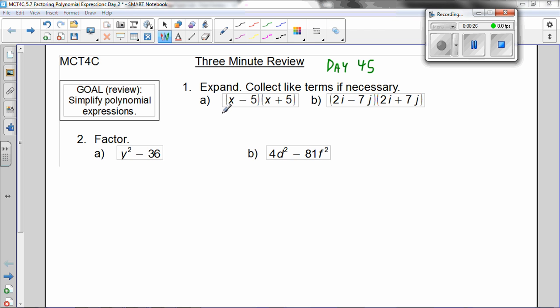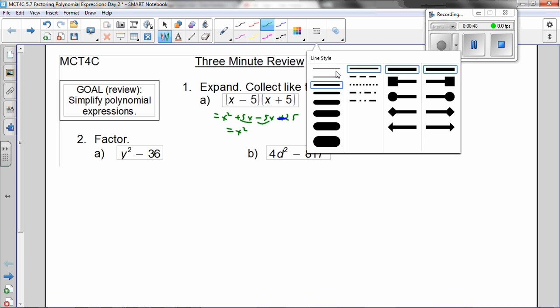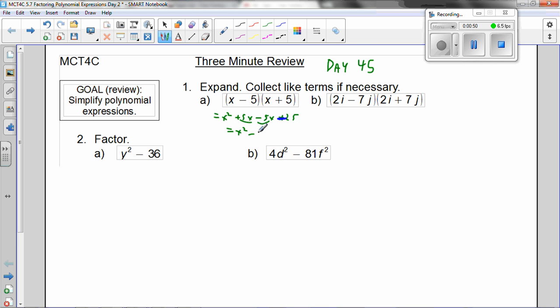Expand, collect terms if necessary. Expanding's easy, right? Just multiply everything by everything. But there's a special point here, right? The special point is when I collect like terms, 5x and minus x in the middle, I end up with, I made a mistake there, didn't I? You see that? That was a minus 25. I end up with x squared, and then the middle term cancels out, and I'm left with minus 25.